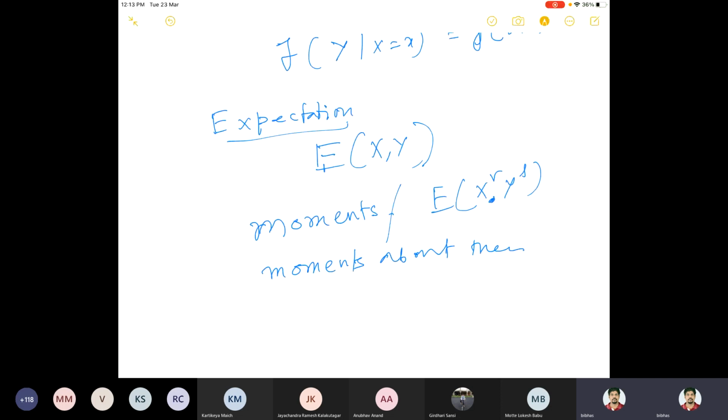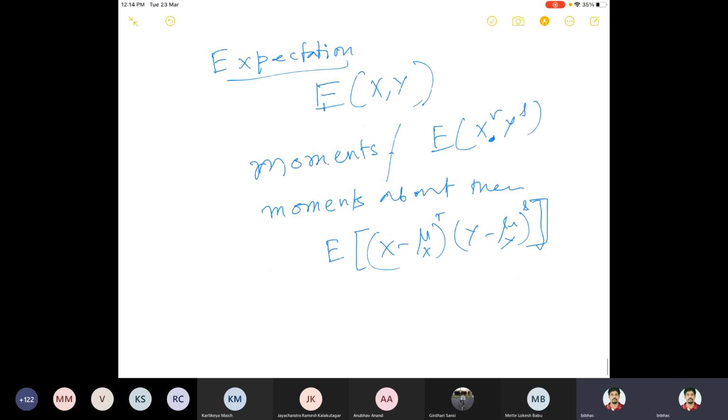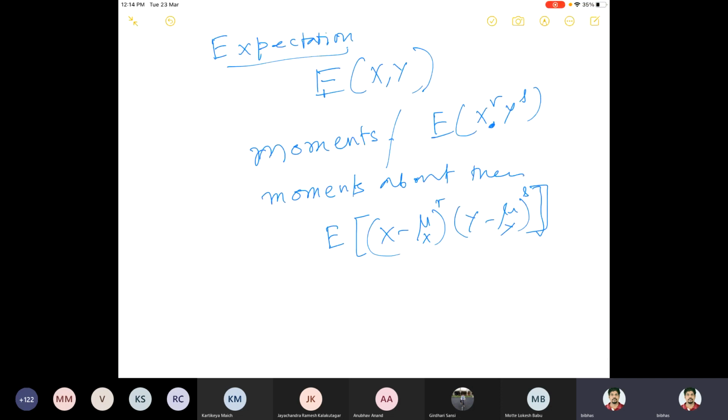And here we said it is the expectation of x minus mu x, where mu x is the mean of the marginal distribution of x, and mu y denotes the mean of the marginal PDF corresponding to y. Suppose this is to the power r, and this is to the power s. So these are the central moments, the moments about the mean. This is what we defined.